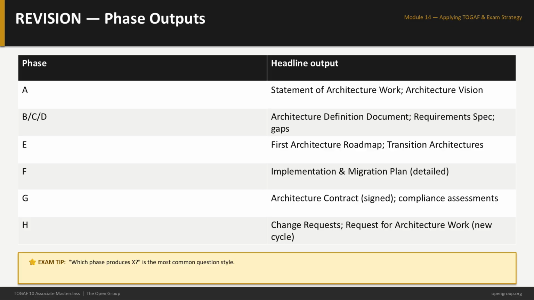Phase F produces the detailed implementation and migration plan. Phase G produces the signed architecture contract and compliance assessments. And Phase H produces change requests and, when needed, a request for architecture work to start a new cycle. Drill this table. Knowing which phase produces which output is worth a substantial slice of marks.